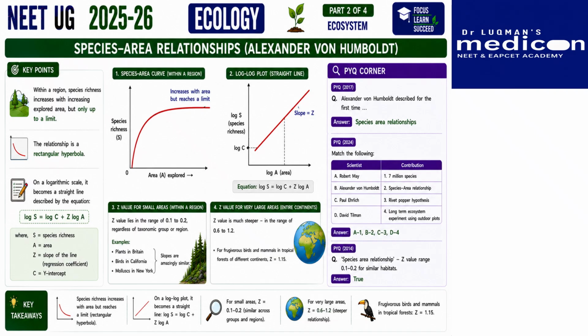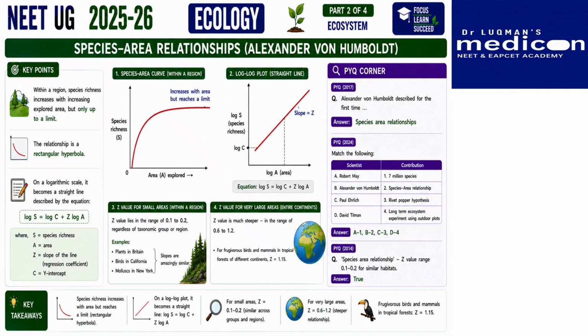Now comes the species area relationships. Alexander von Humboldt. This graph is called the species area relationship. We have to come directly to the key points, because this is not a story. You have to understand the relationship within a region. Species richness increases with increase in explored area, but only up to a limit. It means with the increase in area, species diversity will increase, but up to a limit. After that, it will not.